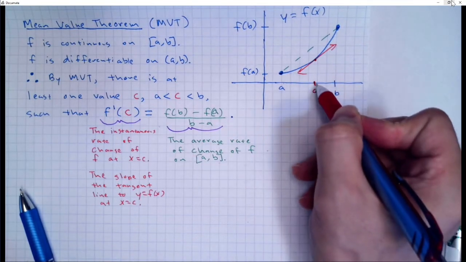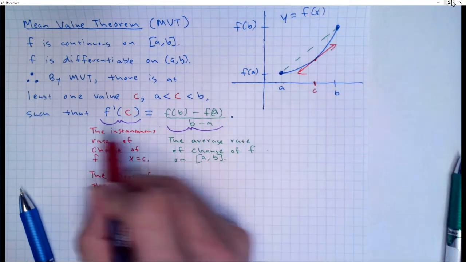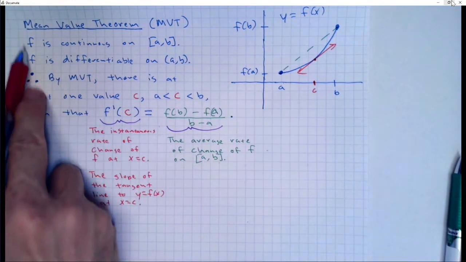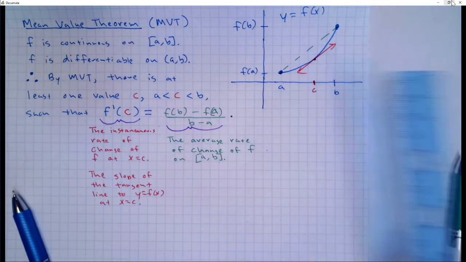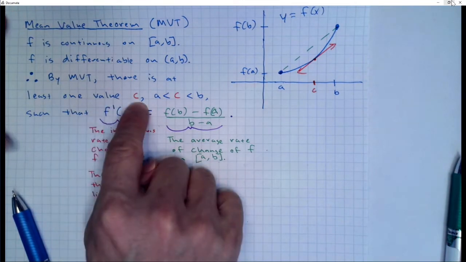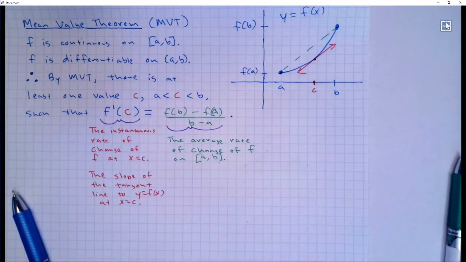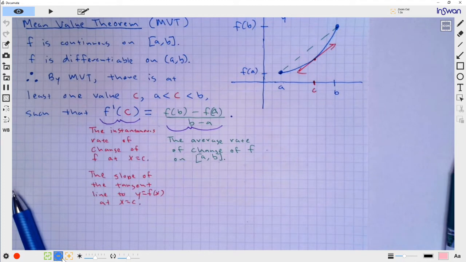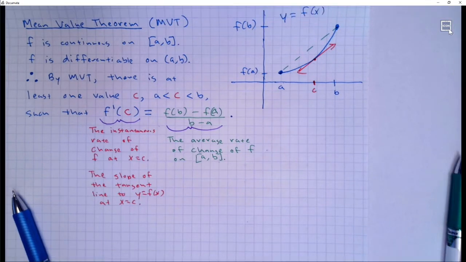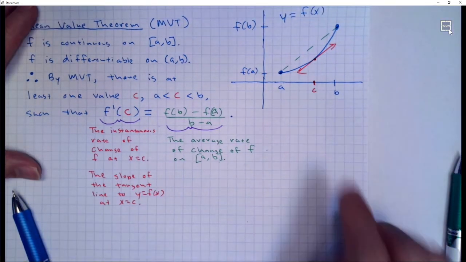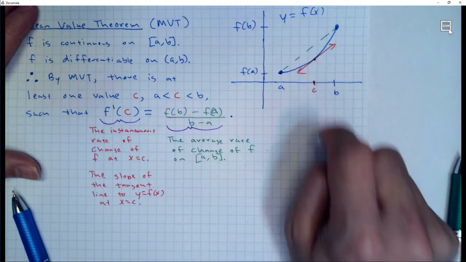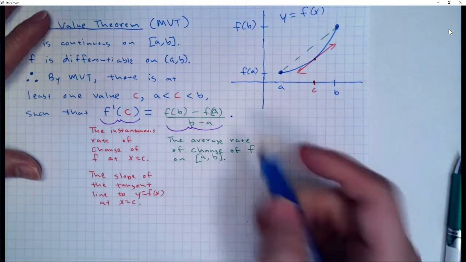And if there is no such location c satisfying this, that means one of these two preconditions must not be met. Now also notice, it says at least one value c. There easily could be more than one. And on recent AP tests, it's often been 3. And you can imagine how f might be drawn where you get 3 such locations.